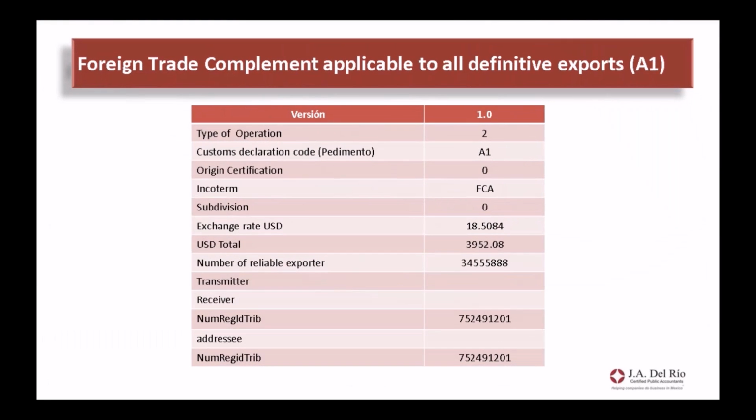This is the part of the complement. What we are watching now in the slide is a part of the complement where we can identify the foreign trade operation. Here we can see that it's an A1 operation that is considered a definitive exportation. Here we have the exchange rate for USD to convert to pesos. This is something that we are very used to seeing in a pedimento. This is almost the same information that we have there. Just here, they are adding the tax ID and the register number at the end of these requirements.